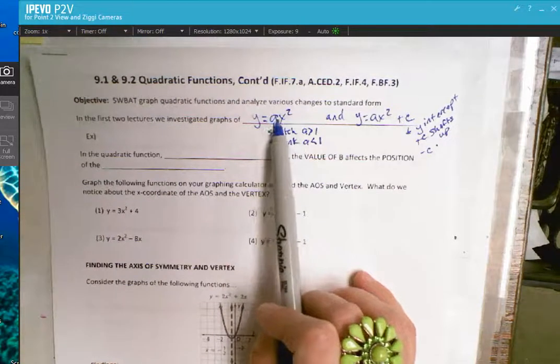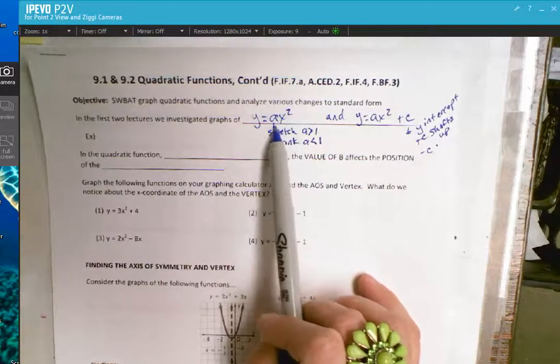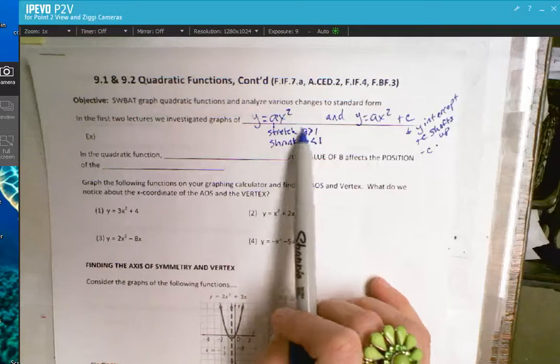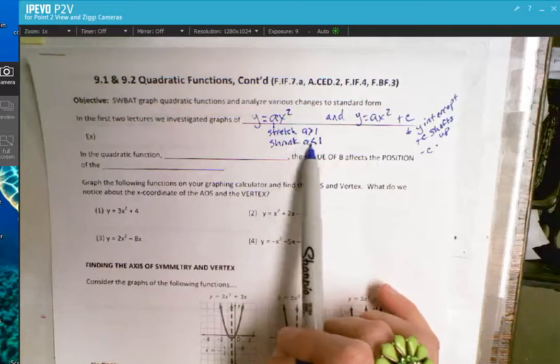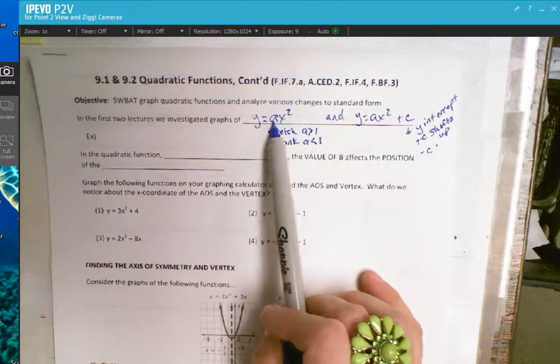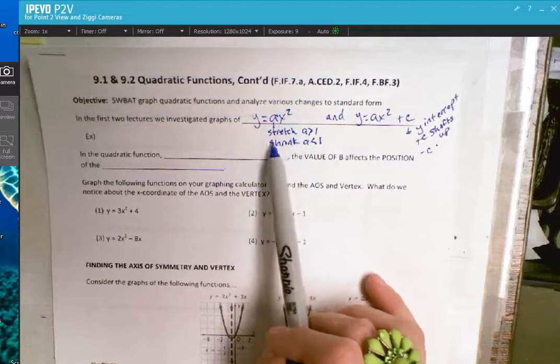So just changing this a term in front of my x squared, whether it stretches it if it's greater than 1, or if it shrinks it if it's less than 1, or if it makes it a smiley face if it's positive, or a negative makes it an upside down parabola.